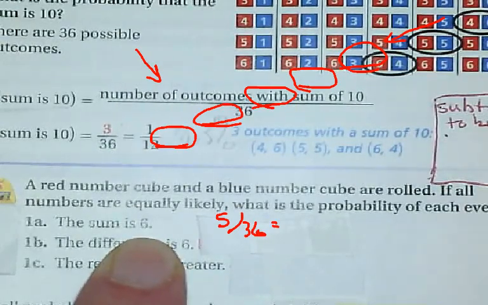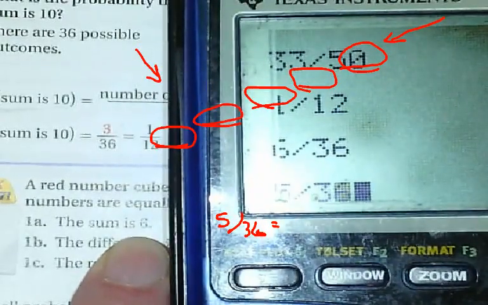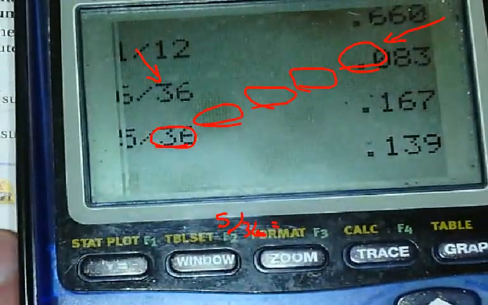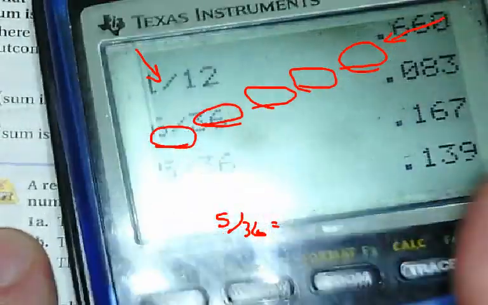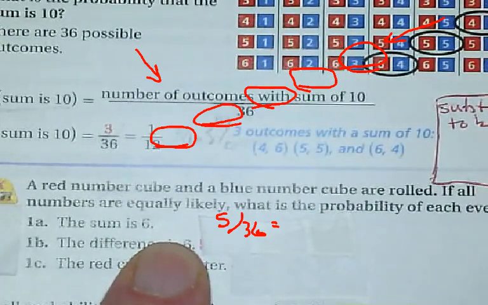Now you can leave your answer as a fraction, or you can change it to be a decimal. 5 divided by 36. That turns out to be 13.9%, almost 14% of the time it would add up to be a 6. So we're going to say 13.9%.